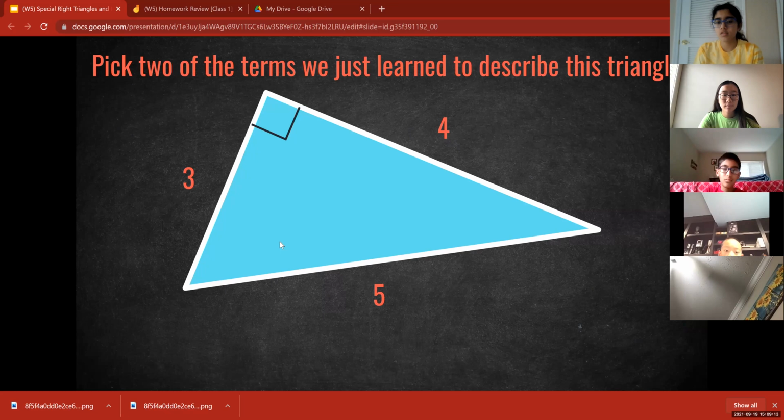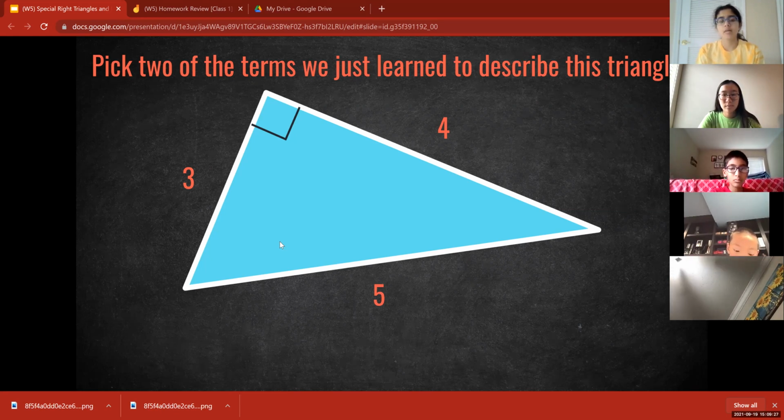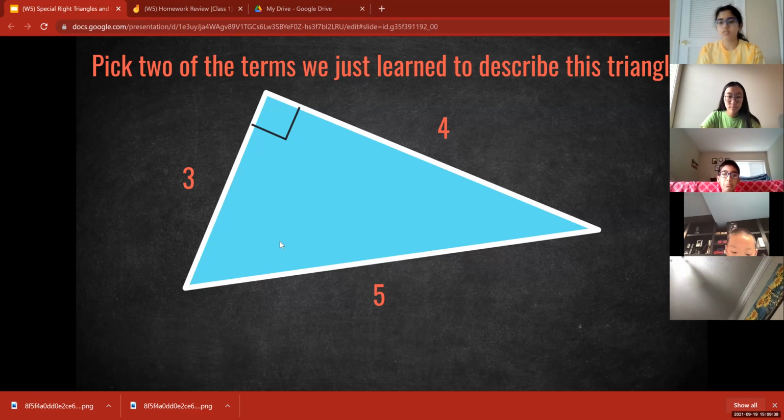Okay, so using 2 of the 6 terms we just learned, describe this triangle. So remember that the first terms had to do with the side lengths: scalene, isosceles, and equilateral. And then the second set of terms had to do with the angles: acute, obtuse, and right. So in the chat, put your answer.